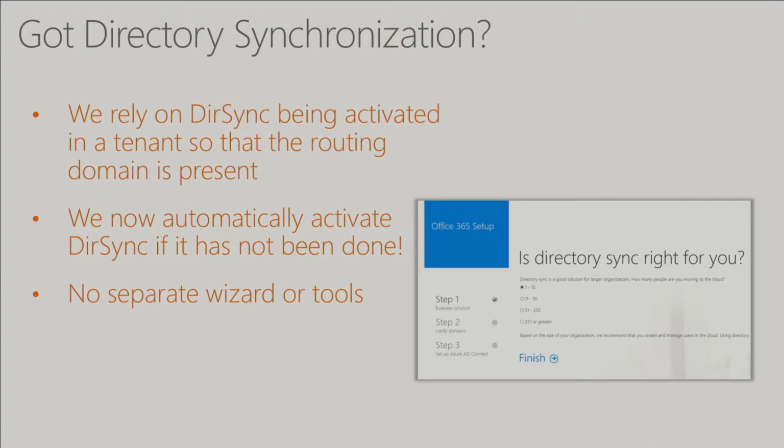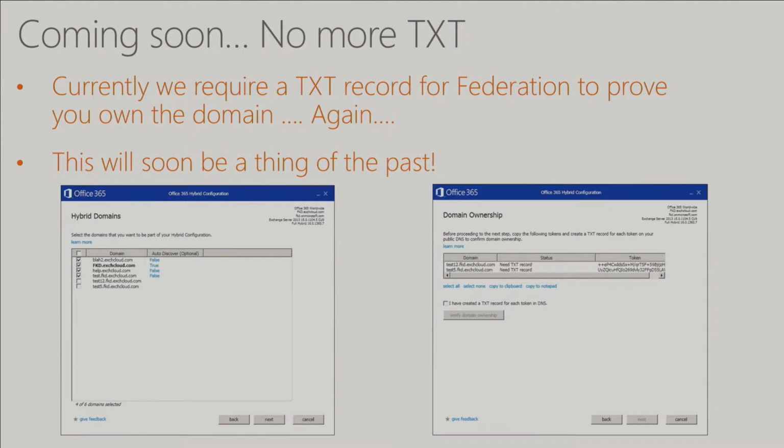Another thing we do, like I said, is activate DirSync for you automatically. So rather than you having to go to separate wizards and stuff, DirSync's activated for you. This is one of the things we're trying to get rid of, and this is not there yet, but we're trying to get rid of these pages. We've improved these pages a lot so that you can add multiple TXT records for the purpose of federation, but it's really challenging sometimes to get past this screen.